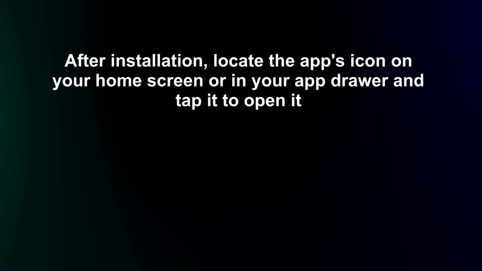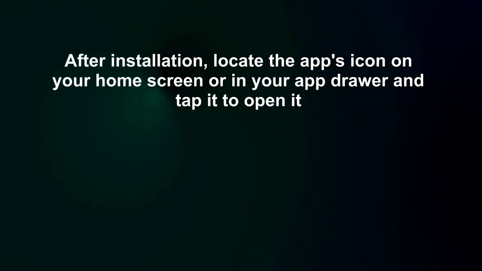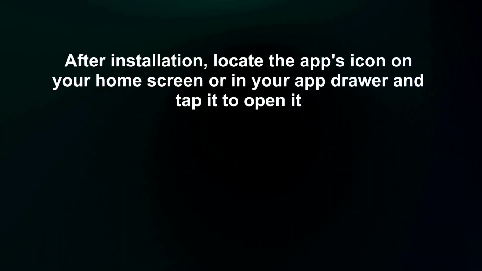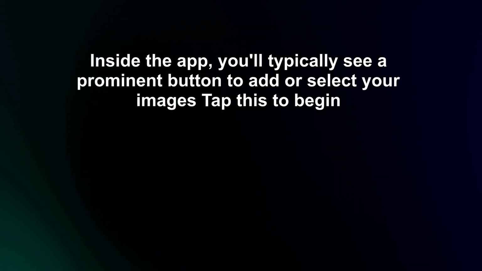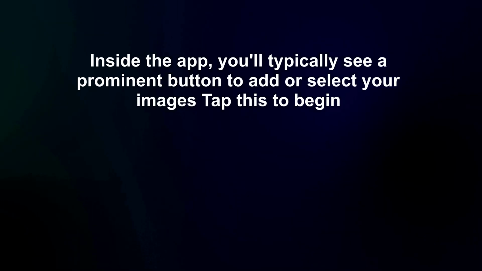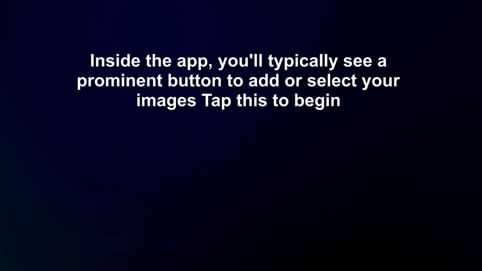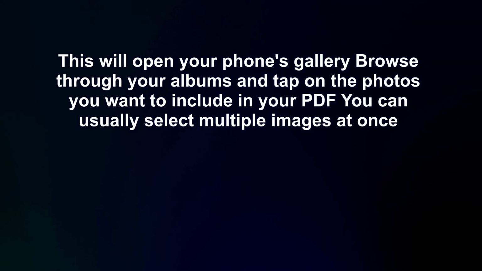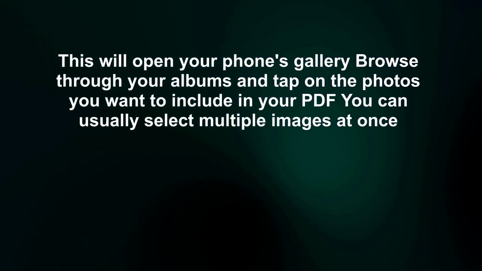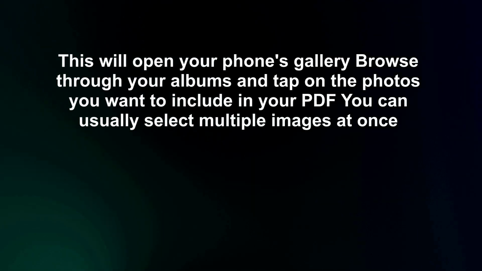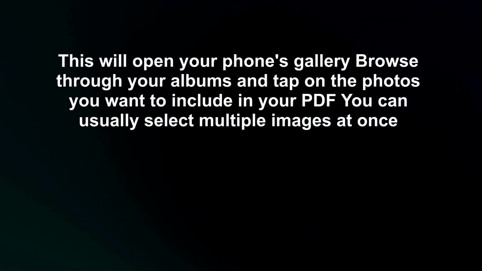After installation, locate the app's icon on your home screen or in your app drawer and tap it to open it. Inside the app, you'll typically see a prominent button to add or select your images. Tap this to begin. This will open your phone's gallery. Browse through your albums and tap on the photos you want to include in your PDF. You can usually select multiple images at once.